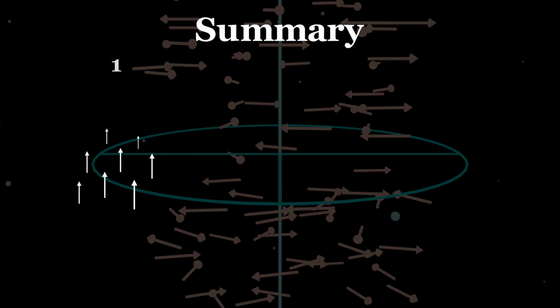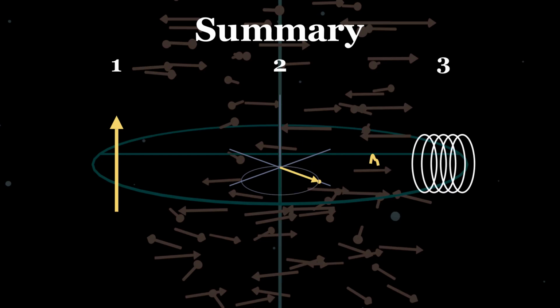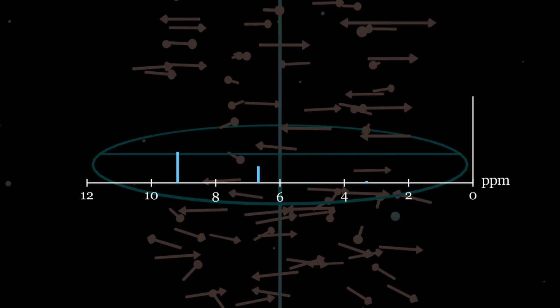First, the strong magnetic field creates a small net magnetization along the B0 axis. Second, an RF pulse rotates that magnetization into the transverse plane. And third, the precessing magnetization in the transverse plane induces a tiny oscillating current in the receiver coil. And that tiny current is eventually what becomes our NMR spectrum. And to some extent, everything else is just details.